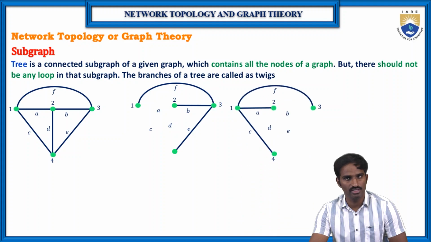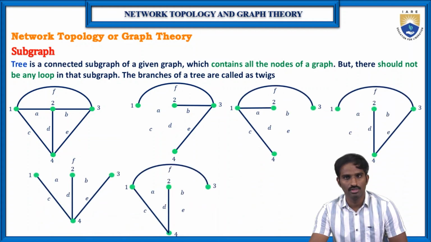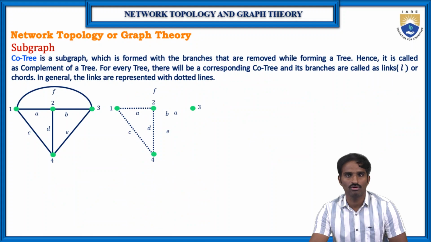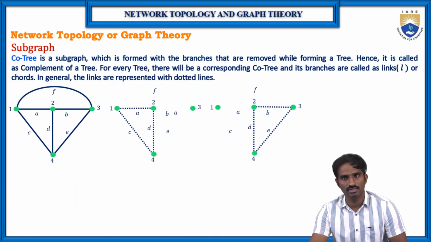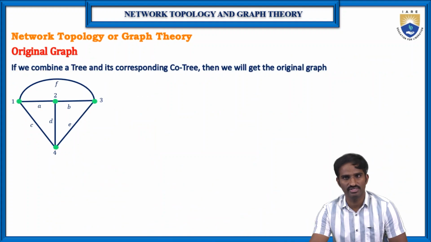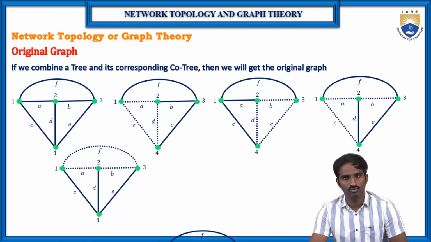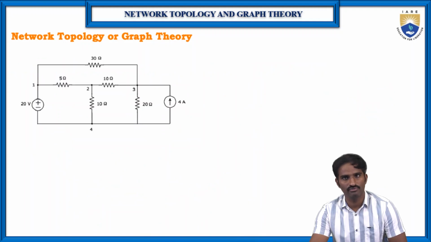Those are tree and co-tree. The branches in the tree are called twigs, and the branches in the co-tree are called links, or we can also call them chords. All these we have discussed in the previous class. The oriented and non-oriented graphs also we have discussed, and we have also discussed how the network can be converted into the graph.